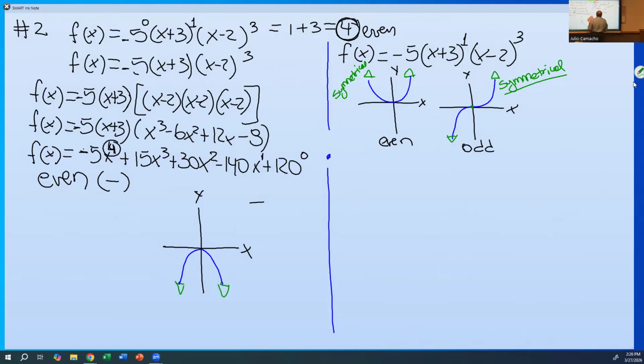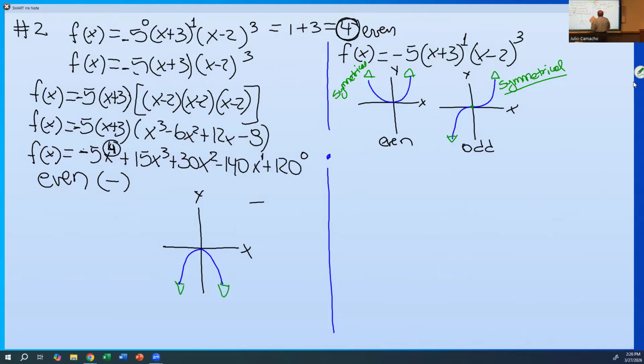So we know already the behavior of these factors: if they are odd, they will cross, because you can see all the odds cross the x-axis at the origin. And if the multiplicity or the degree of every factor is even, they won't cross the x-axis, they will touch and bounce.